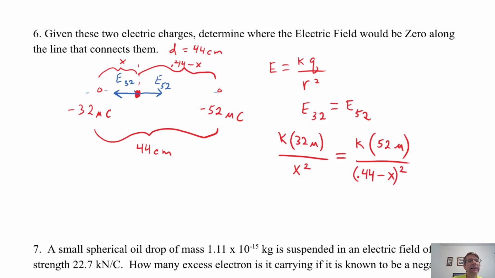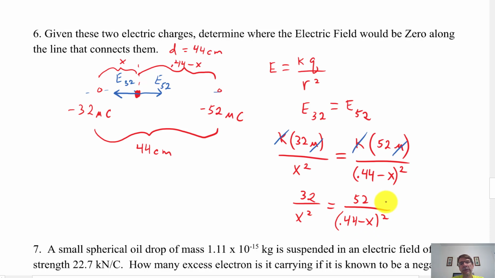once again, kind of like that problem we did a couple pages of notes ago, I think it was in 18b, the micro cancels out because you have it on both sides. The k cancels out because you have it on both sides. So what you have right now, it's not as hard as it looks, especially if you've been through it once. You got 32 over x squared equals 52 over 0.44 minus x quantity squared.